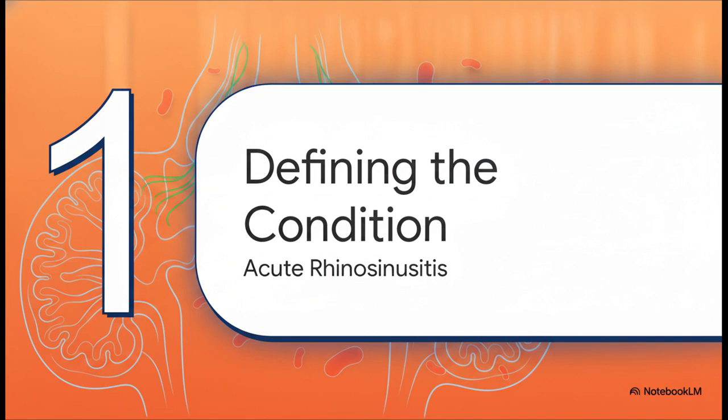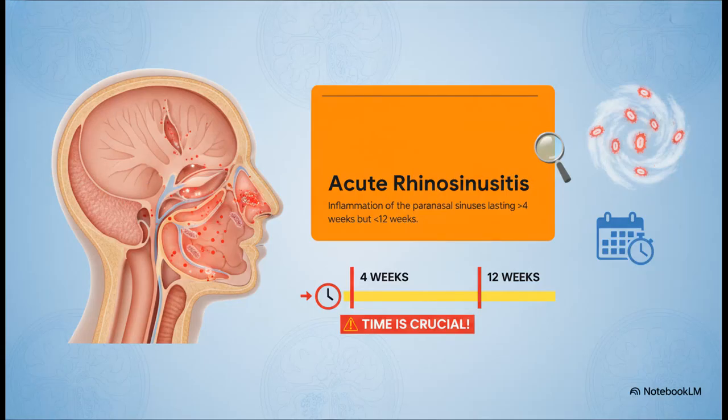Section 1, defining acute rhinosinusitis. Okay, let's dive into this by grounding ourselves first and foremost with the strict medical definition, because in this algorithm, precision really matters. So, acute bacterial rhinosinusitis is fundamentally an inflammation of the paranasal sinuses. But here is the catch.